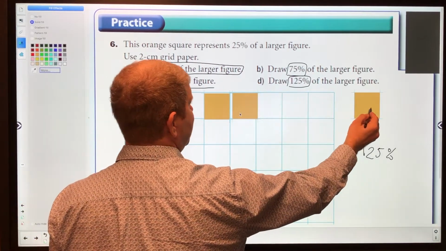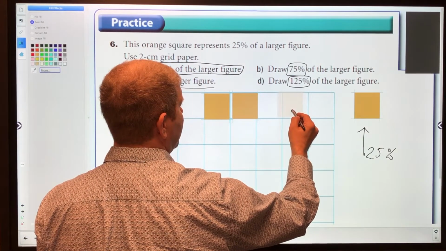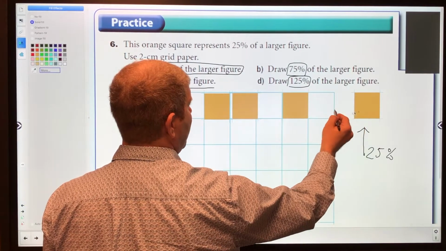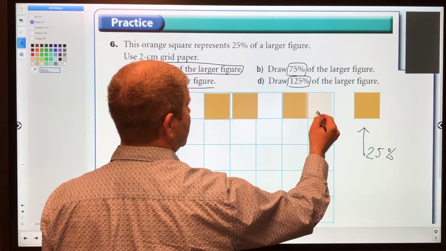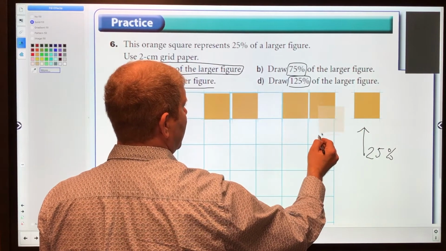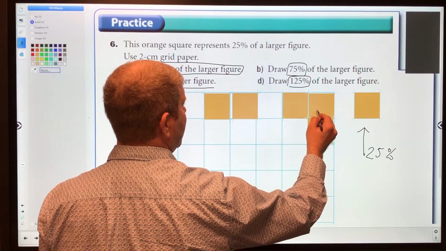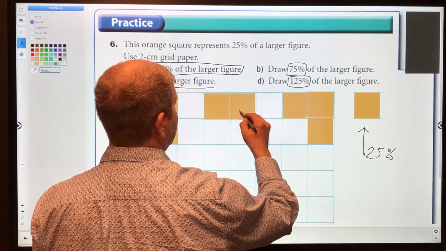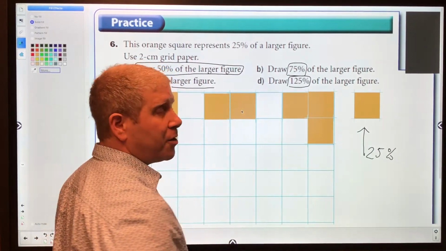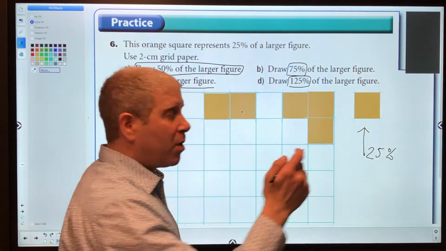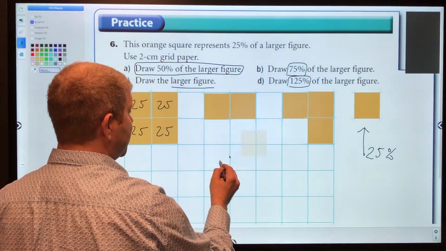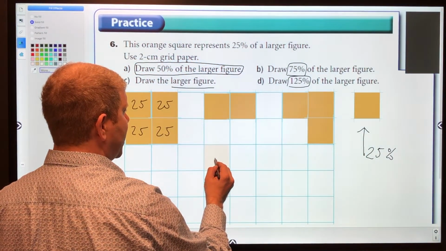And B is 75%, so I'm gonna take 3 of these because 3 times 25 is 75. So there's 1, 2, and 3. They kind of don't align perfectly, there we go. And the last one, 125%, so again, more than 100%. This is another example of how you can have more than 100%.